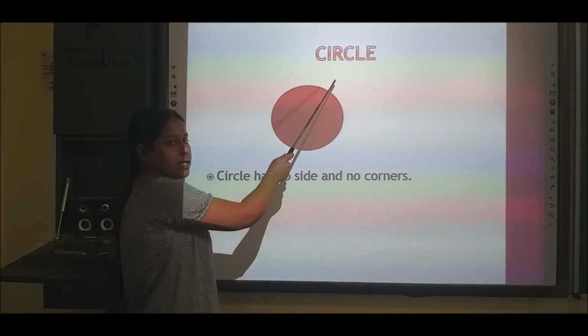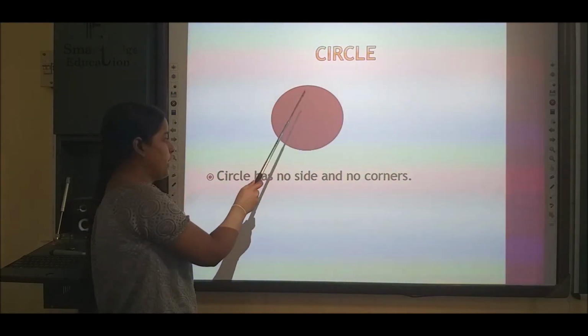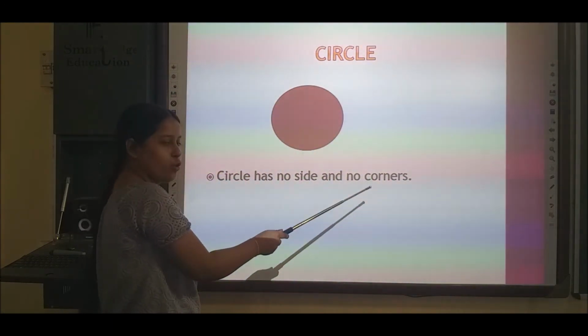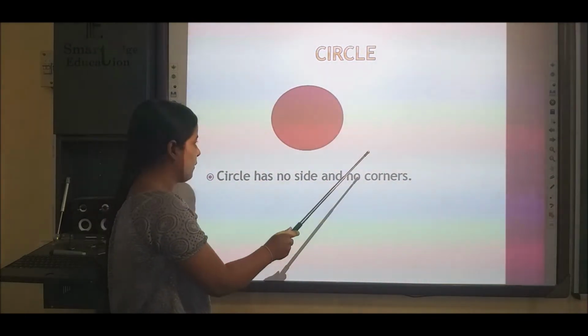Next example is circle. There is no line, so it has no sides and no corners, because without sides we don't make any corner.